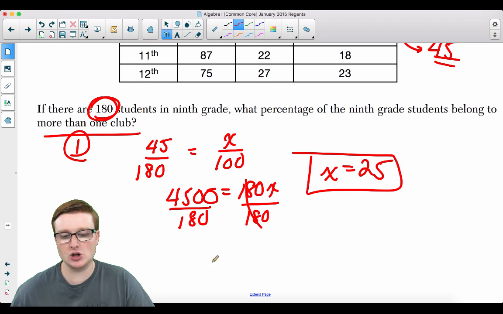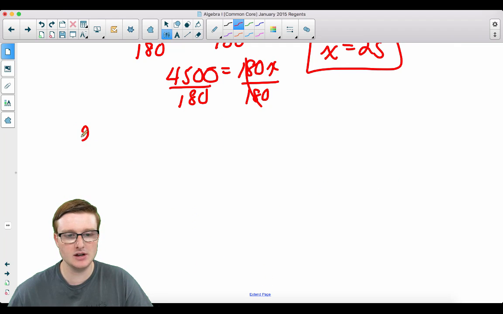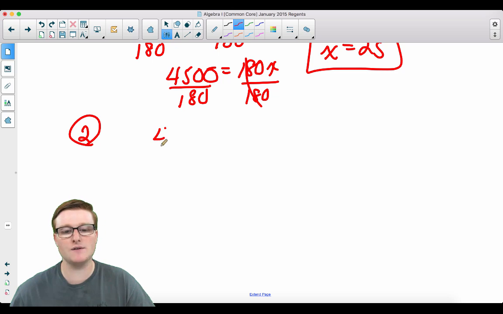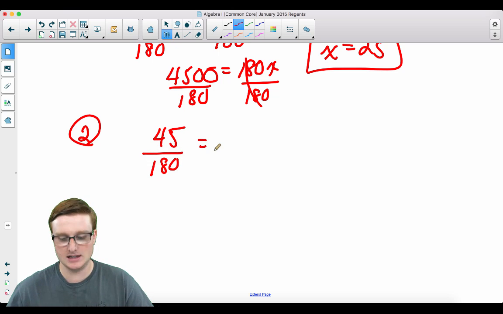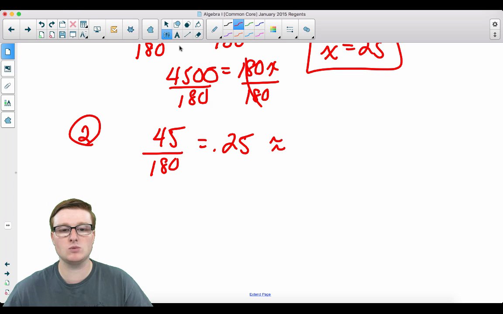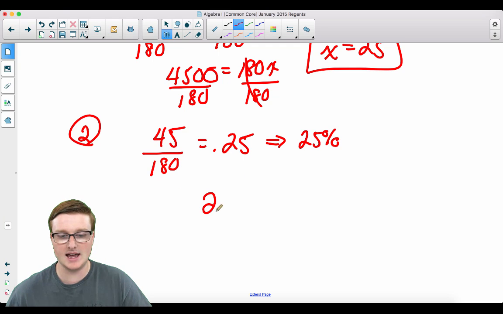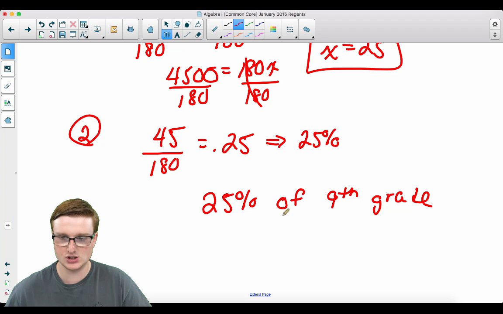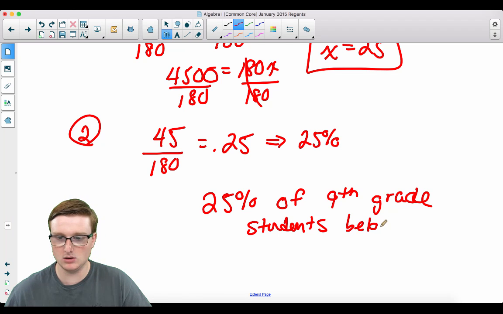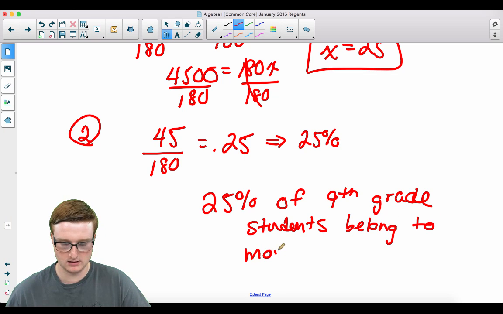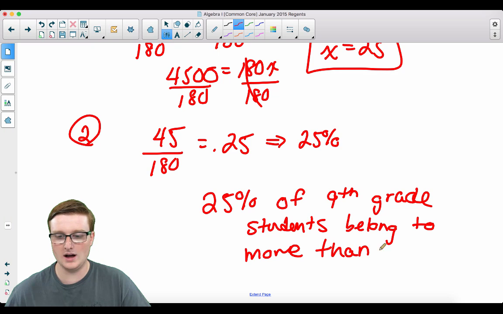That's one way. I'm going to show you another way as well. So the other way is you just basically take 45 over 180, and that's going to give you 0.25, which is the same thing as 25%. Okay? And your answer, if you want to just put it in a sentence, you just could say that 25% of ninth grade students belong to more than one club.